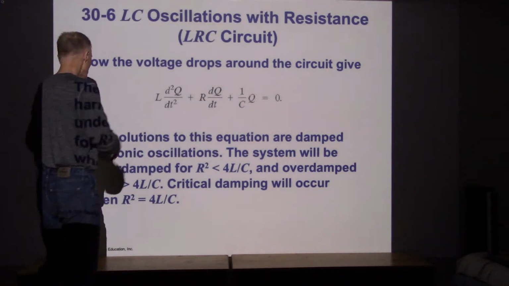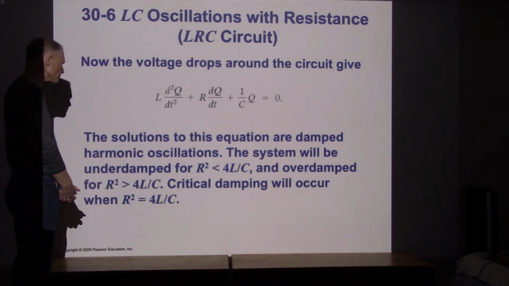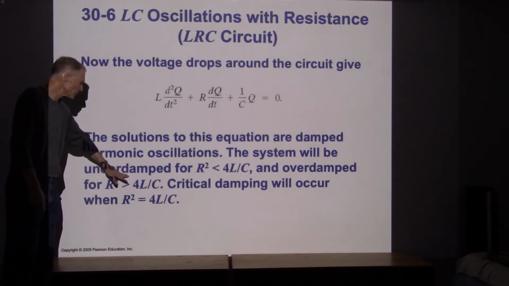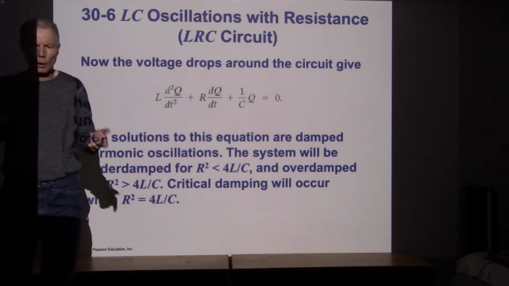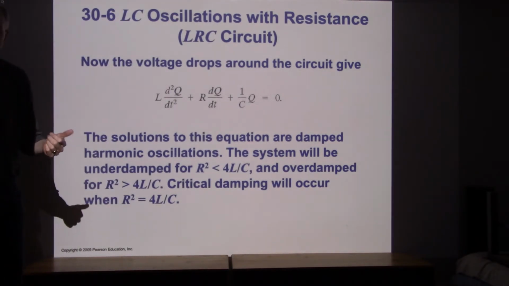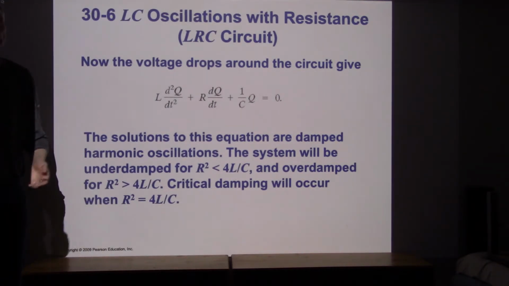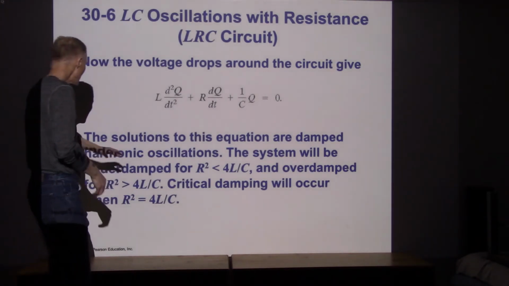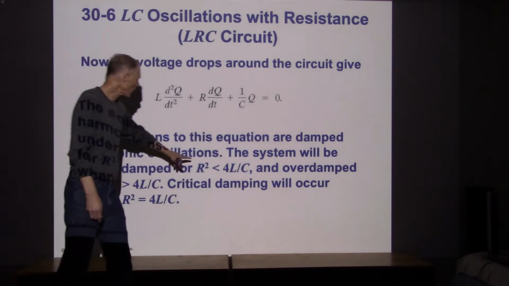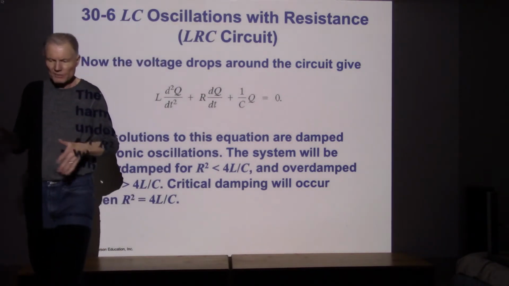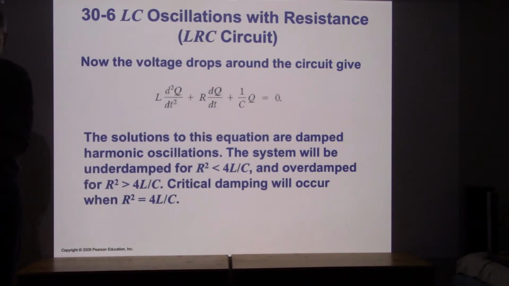Now when you solve this differential equation, what you find is this. You find that the system will be what's called underdamped. Now damping is taking energy out, and underdamped means the rate at which we're taking energy out is insufficient to prevent oscillations. Anyway, with the underdamped example, when R squared is less than 4L over C, we will continue to have oscillations. So we'll get these ever decreasing amplitude oscillations taking place.